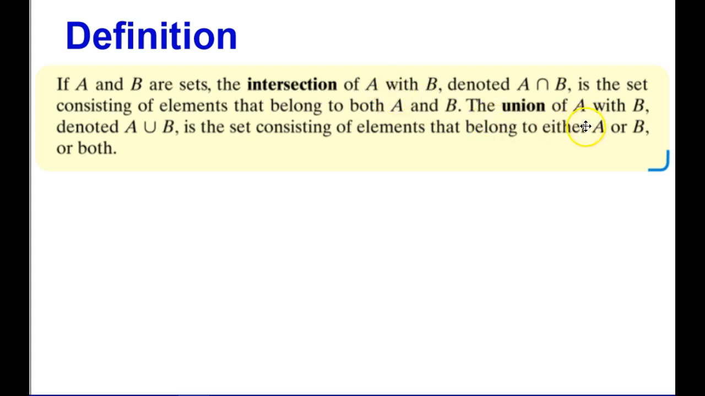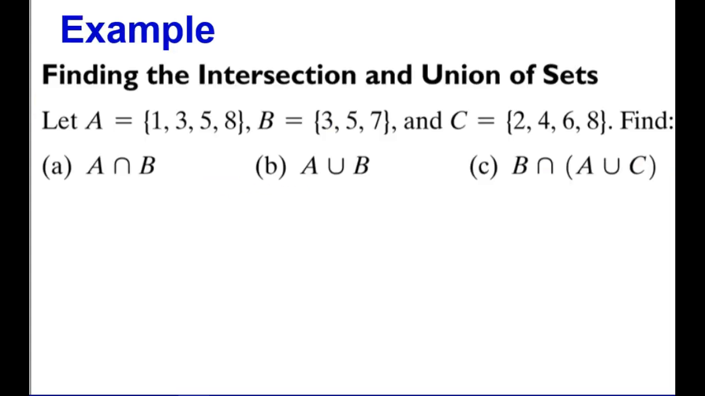So the union of A with B, where this is the normal way U, is everything that belongs to either A or B. So it's all the pieces that are included in either one. So we're going to look at an example of that. First, we're going to find the intersection and unions of these sets.